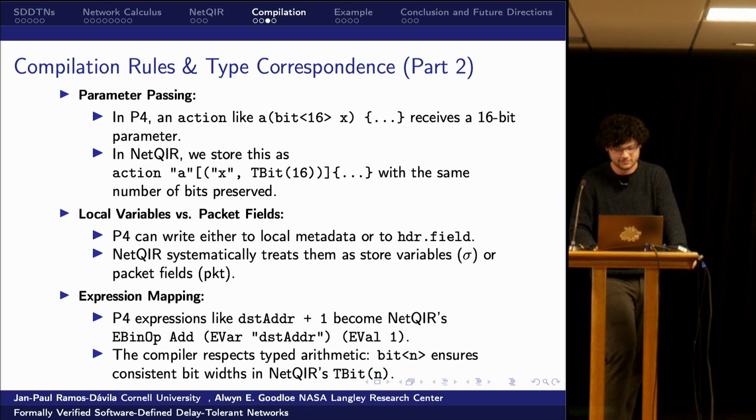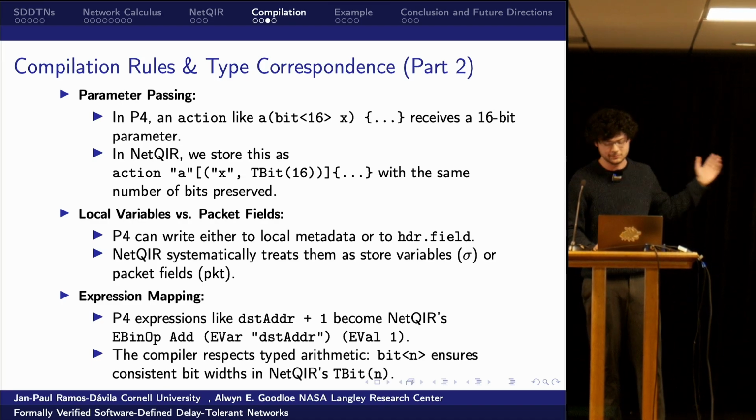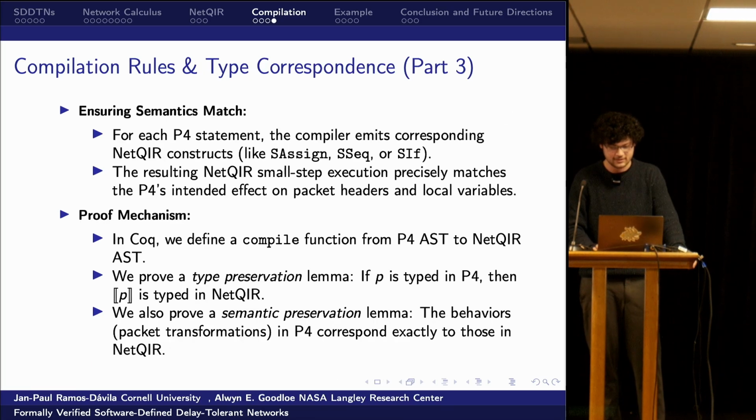Then we have the well-typedness preservation here. If the P4 program passes the P4 type checker, so this means that there's no mismatch between bit widths, action parameters or whatever between the two bundle protocols, then the resulting NetQIR program is well typed. And this is essentially to reuse the NetQIR theorems for packet correctness and flow bounding here. So that gives us the basics for how NetQIR works.